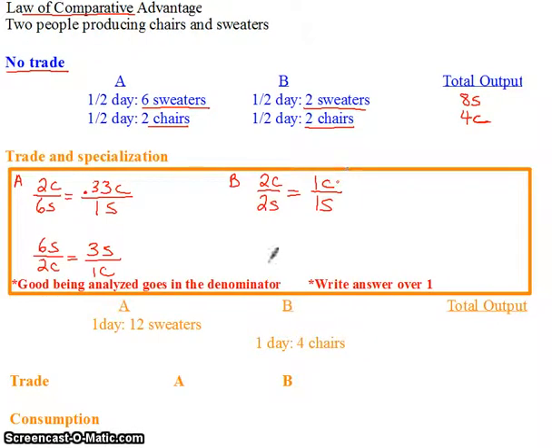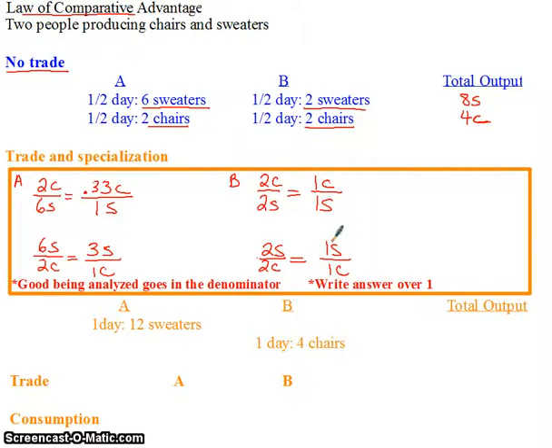What about when B makes chairs? When B makes 2 chairs, that goes in the denominator because we are analyzing chairs. In half a day, he can make 2 chairs. If he didn't make chairs, he could have made 2 sweaters. So he gives up 2 sweaters every time that he makes 2 chairs. Get that over 1, and I have 1 sweater over 1 chair. These are B's opportunity costs of making a sweater and of making a chair.